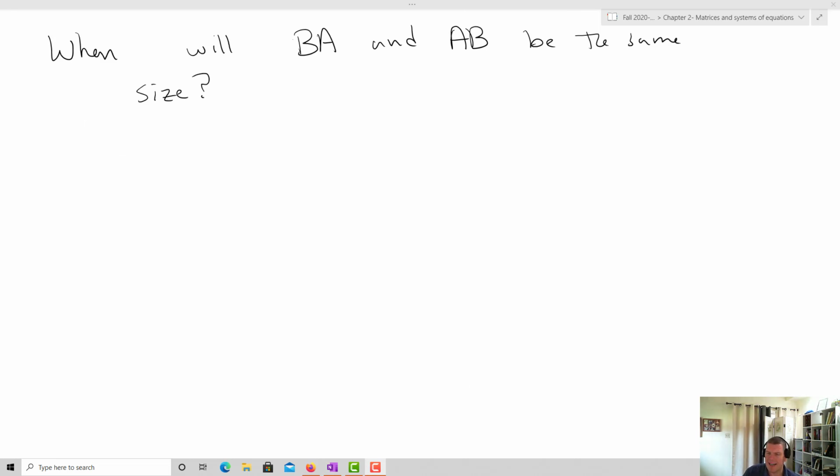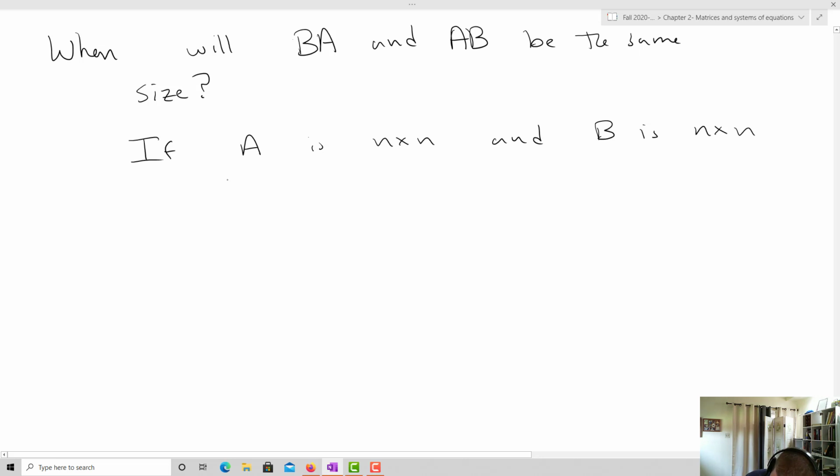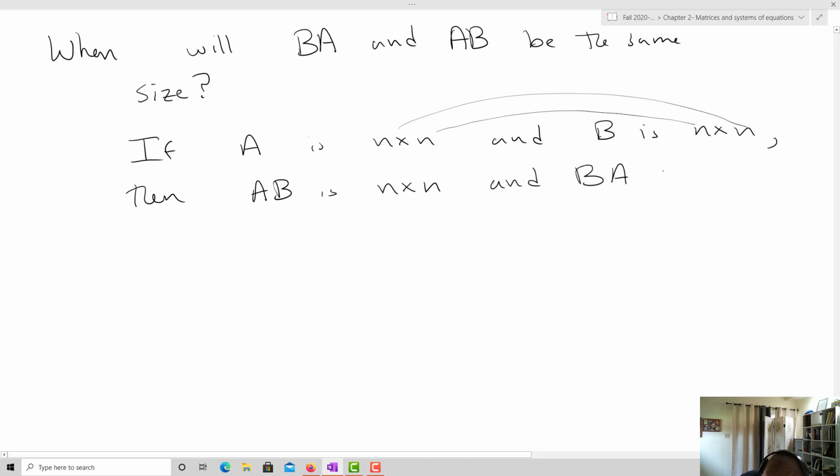That's only going to happen when A and B are both square, and both square in the same dimensions. So if A is n by n and B is n by n, then AB is n by n, right? Because your outsides will end up being the dimensions, and the insides will be the same, so that we can actually do the multiplication. And BA is n by n.